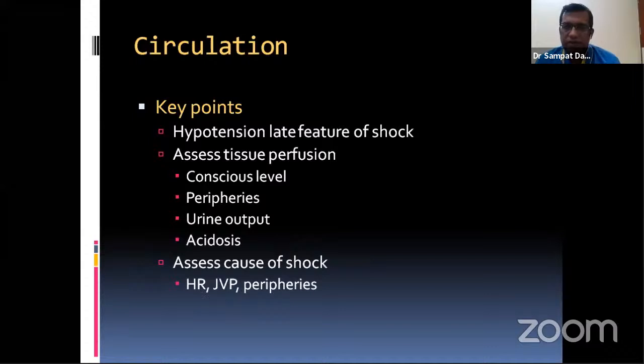Talking about circulation, a bit of what we find day in and day out, what we call septic shock. Always remember, I have talked that hypotension is a late feature. The first feature is always the heart rate going up. When the heart rate goes up or there is tachycardia, it means the patient is going into septic shock. It is not that you wait for hypotension. Whenever perfusion goes down, the patient will become drowsy, the peripheries will become cold, the patient will not have urine output, and acidosis is seen on ABG. Hypotension will cause all these features.